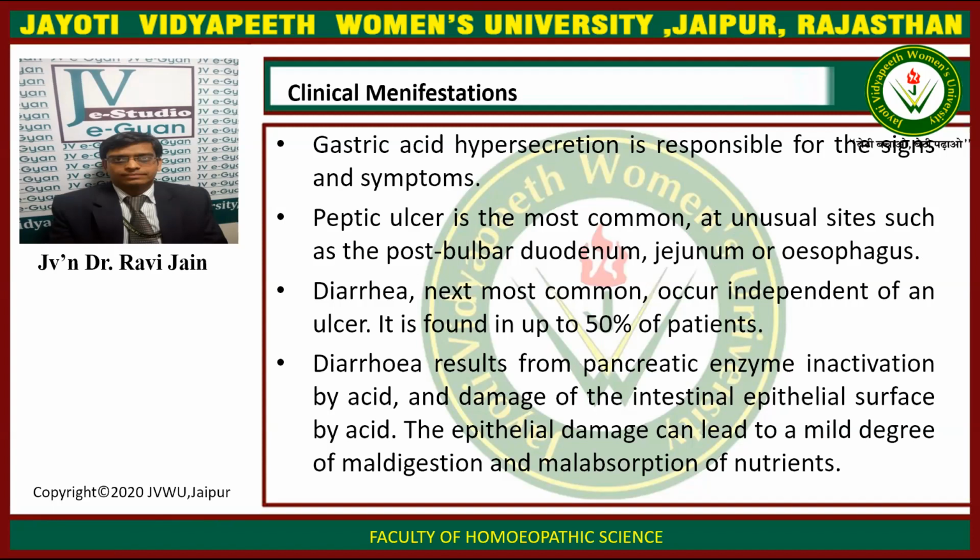First one is the peptic ulcer. The second one is diarrhea, which occurs independent of an ulcer. It is found in 50% of the patients. The diarrhea results from pancreatic enzyme inactivation by the acid and damage to the intestinal epithelial surface by acid. The epithelial damage can lead to a mild degree of maldigestion and malabsorption of nutrients.